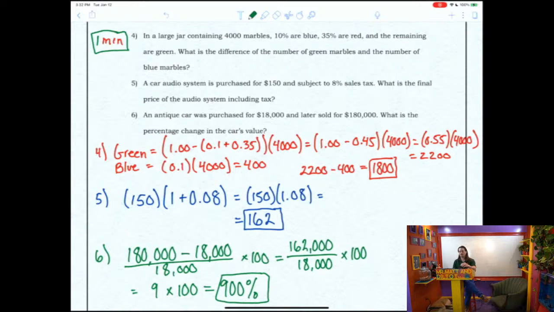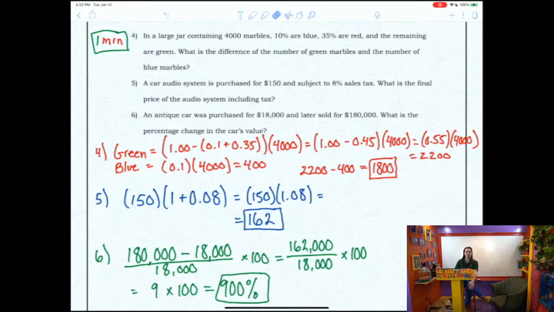Okay, so let's go through 4 through 6. For number 4, we're taking percentages in order to calculate the number of marbles in each individual color. There's a total of 4,000 marbles. Green marbles are all the remaining marbles, all the marbles in excess of 10% blue and 35% red. So if we take 100% minus 10% plus 35%, 10% plus 35% would be 45%. 45% written as a decimal would be 0.45.